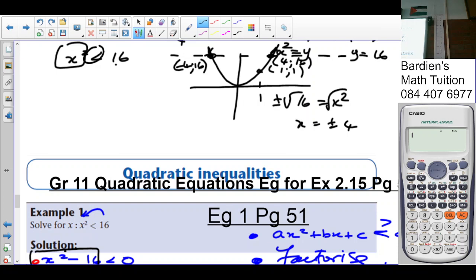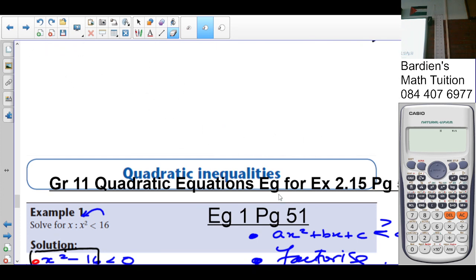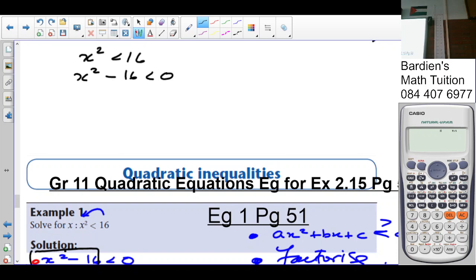But it says it must be less than 16. So is it above the line of 16 or below the line of 16? It is below. So is that part. Can you see? So x must be greater than negative 4, but x is less than 4. You see how it's longer, no? Otherwise you could have said x squared is less than 16. We take that over, it becomes x squared minus 16 is less than 0.